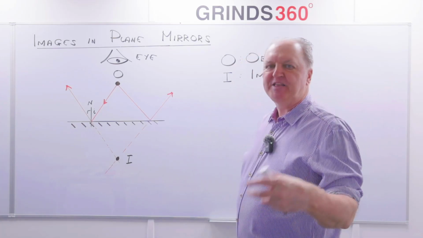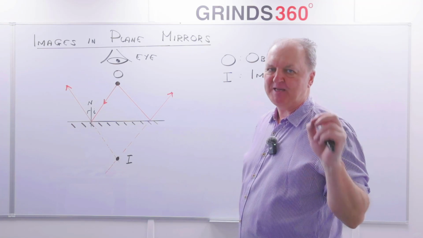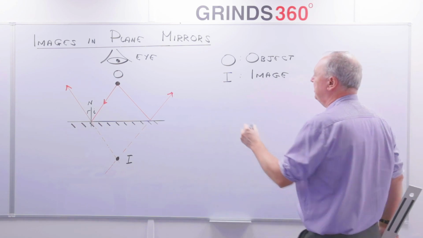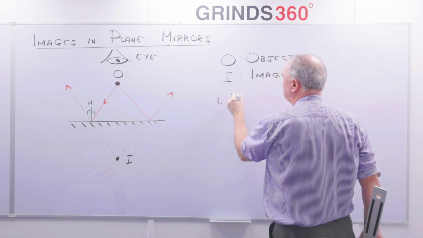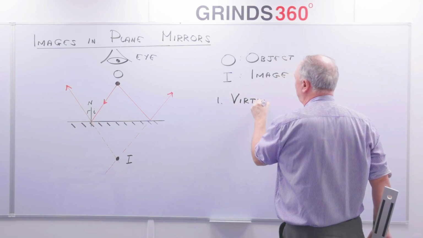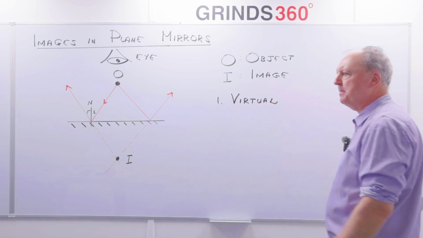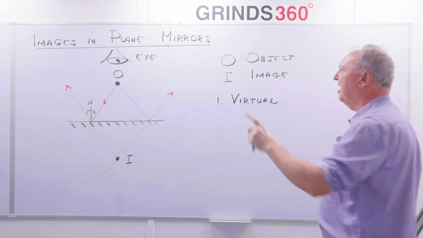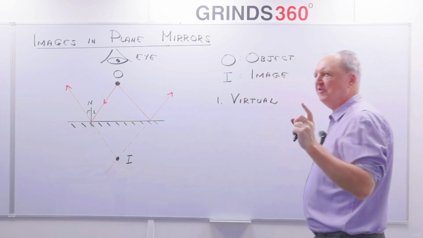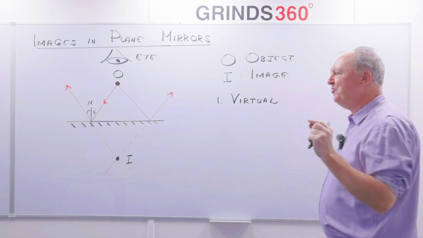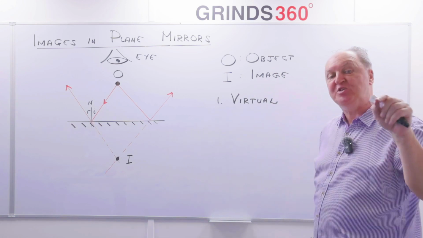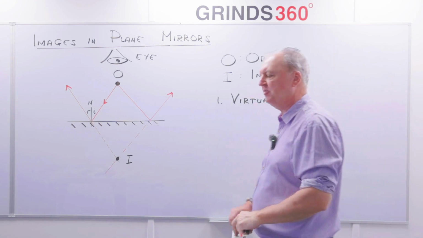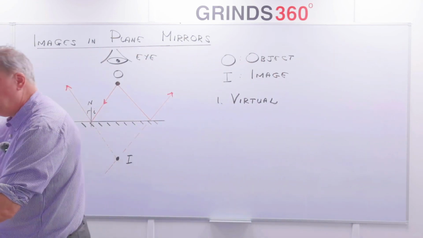Now, those rays of light only appear to meet. And because they only appear to meet, that kind of image that's formed, that image is what we call a virtual image, where the rays of light only appear to meet. That is the first property of an image in a plane mirror. It is virtual. A real image is where the rays of light actually do meet. And you'll see that in the next lesson when we look at curved mirrors. Let's just go back to my notes for a second.